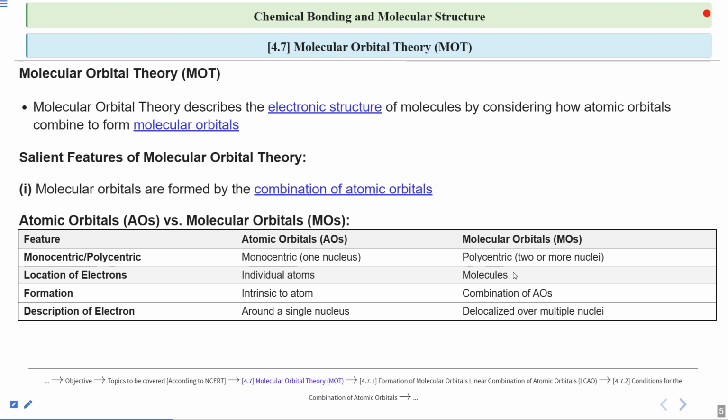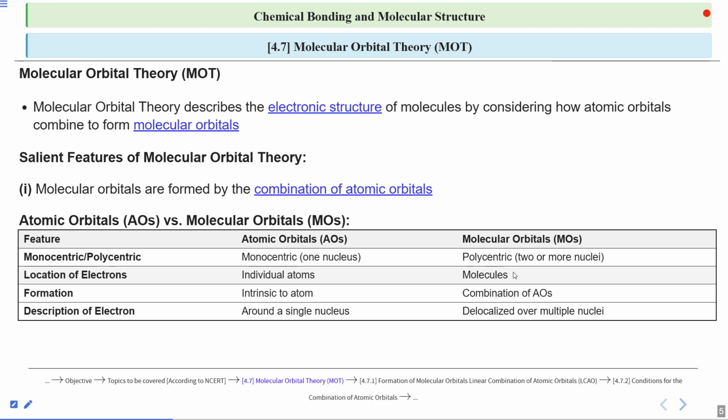But in the case of molecular orbital, their formation is taking place as a result of combination of the individual atomic orbitals from which the molecule is made. Okay. And lastly, what about the electron? Same thing. The electron of the atomic orbitals will be around one nucleus, whereas in the case of molecular orbital, the electrons will be delocalized over multiple nuclei depending upon the atomicity of your molecule.